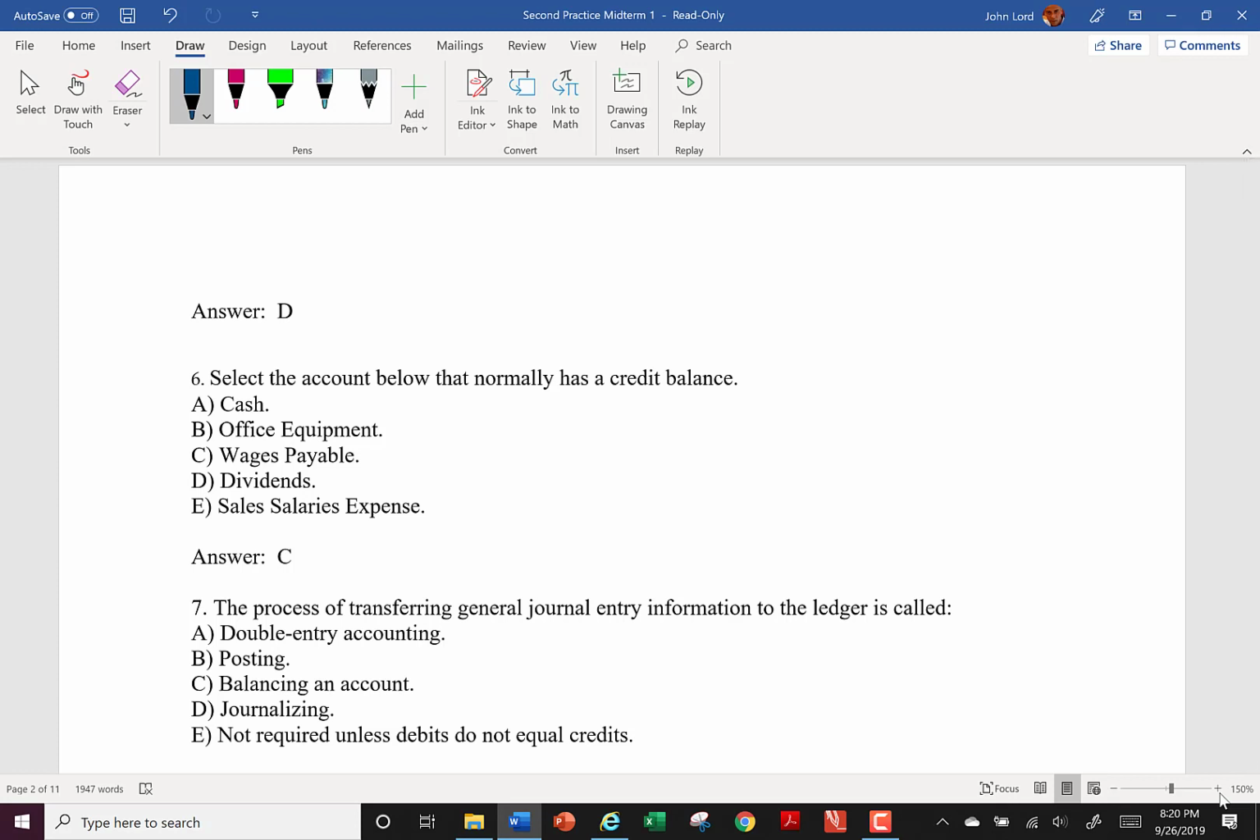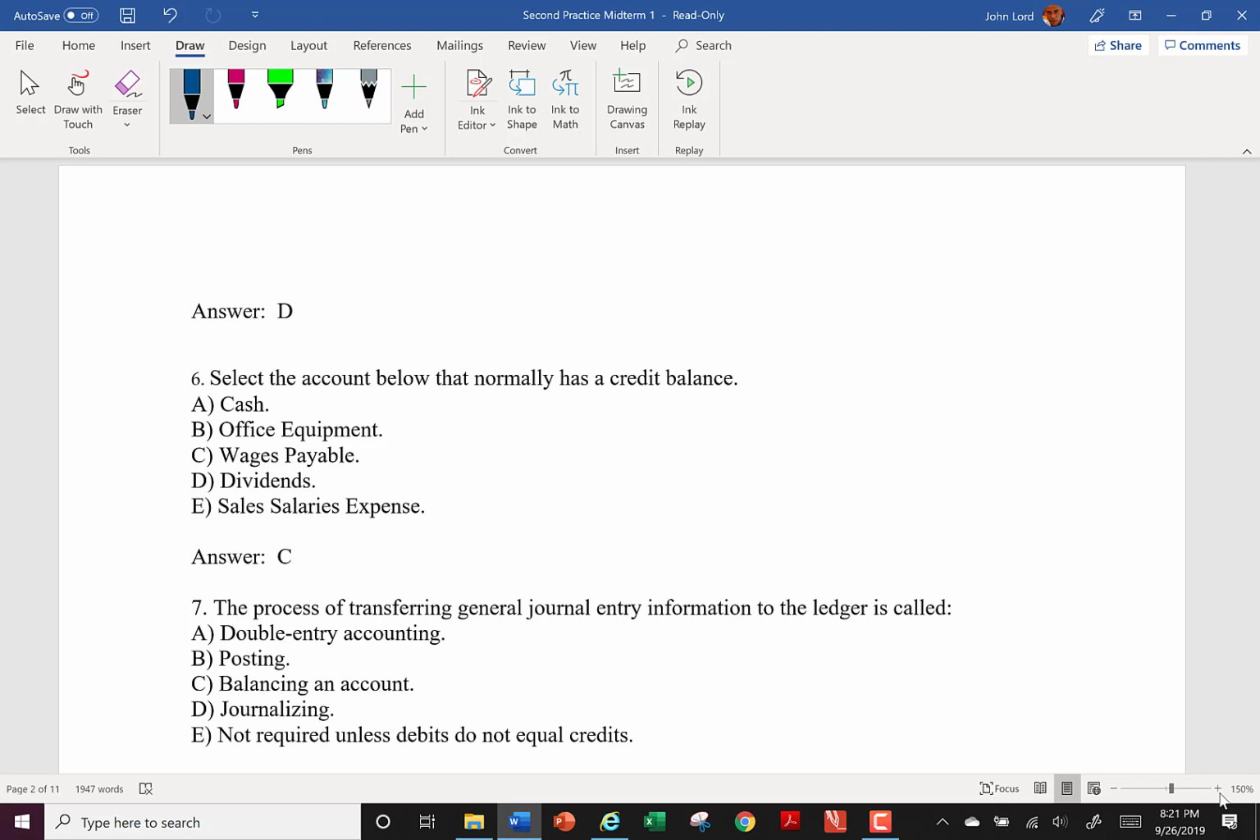All right, number 6. Select the account below that normally has a credit balance. Now, the normal balance in an account is the debit or credit that increases it. So is cash increased by a credit? Cash is increased by a debit, so its normal balance is not a credit. Its normal balance is what? Debit, right? Because debits increase it.